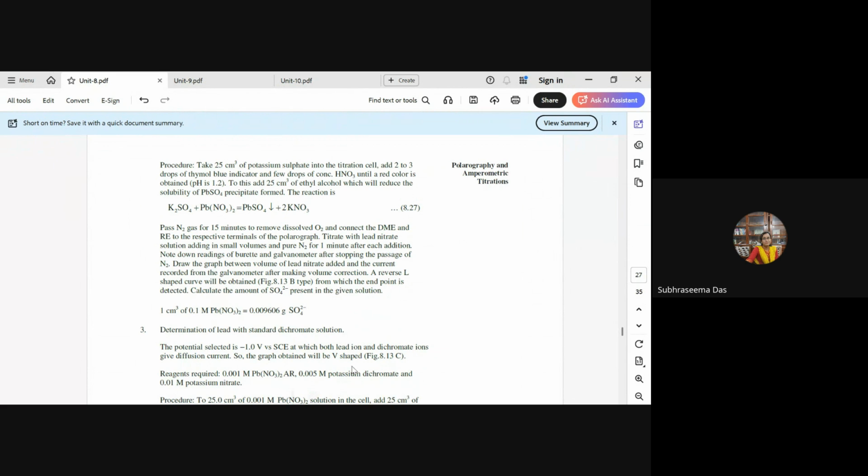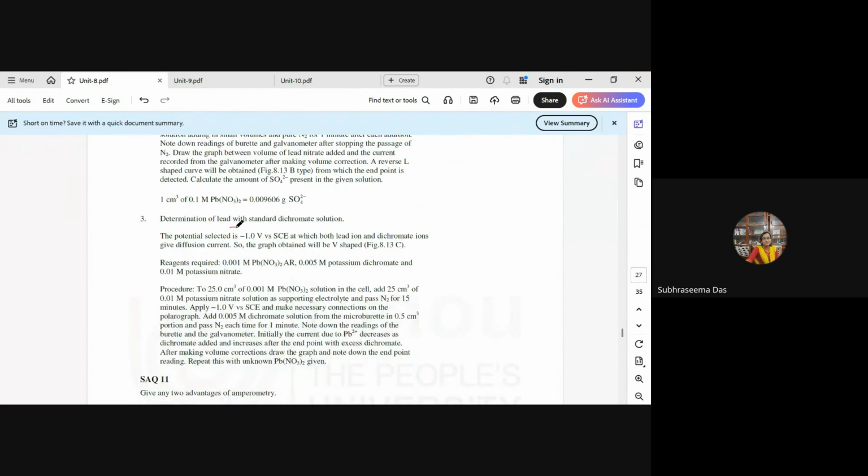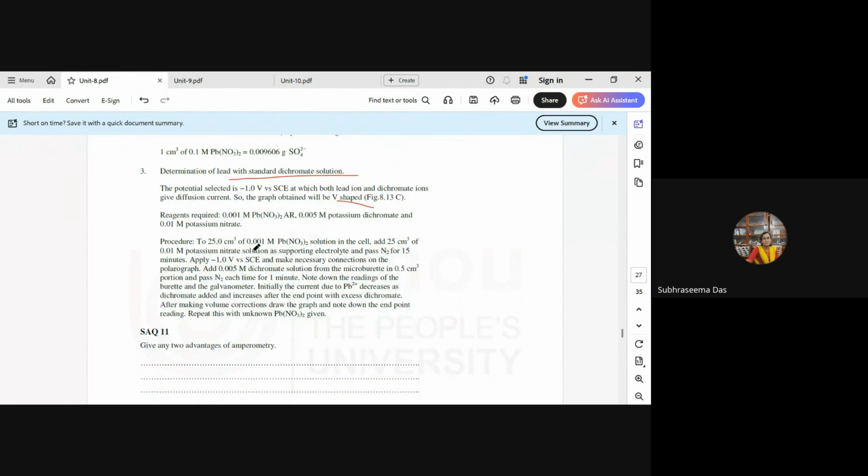Then coming to the determination of lead with standard dichromate solution. The potential selected is minus 1 volt versus SCE, at which both lead ions and dichromate ions give diffusion current. So the graph obtained will be V-shaped in nature. The reagents are 0.001 molar lead nitrate, 0.005 molar potassium dichromate, and 0.01 molar potassium nitrate.